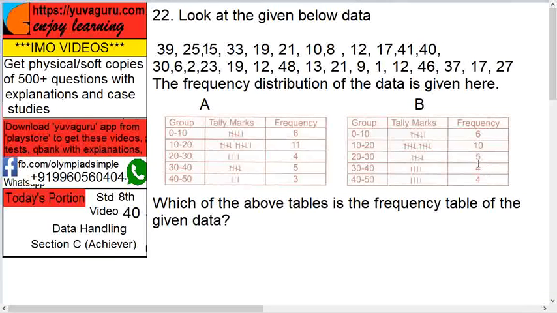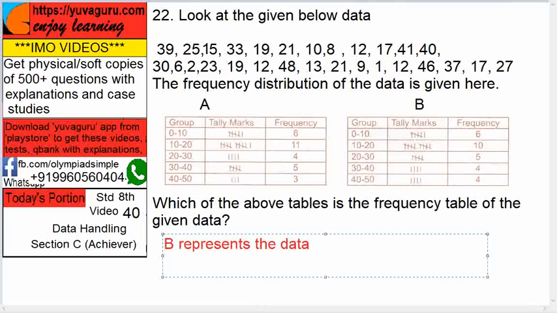But check for the remaining also now. 30 to 40. You can check there are 4. 40 to 50. You can count them. There are again 4. Now last, come to 10 to 20. Just count these. There are 10 elements which are of 10 to 20. So the answer is B, it represents the data.